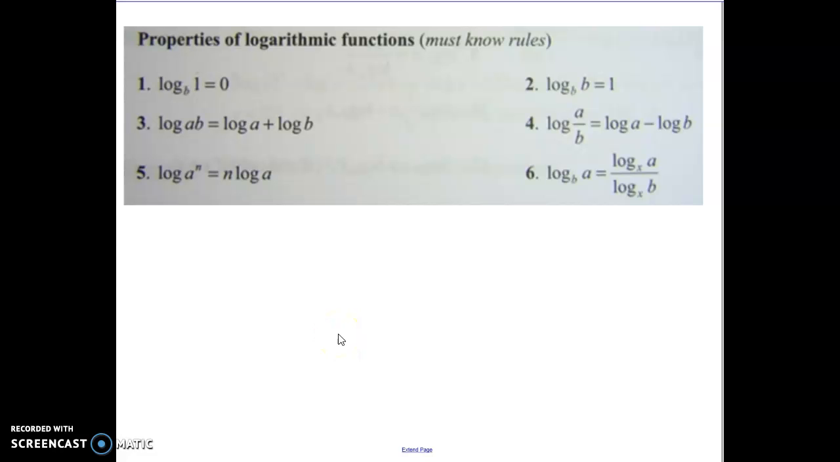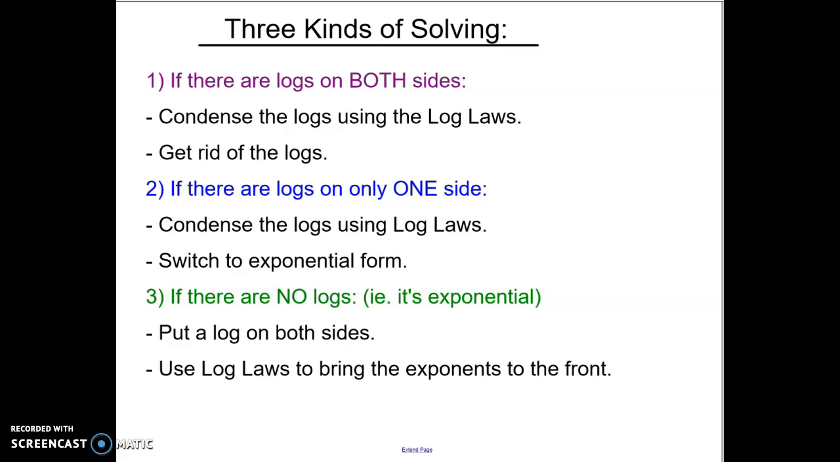Hello grade 12s, here's another quick video on solving log functions. Before you start, just make sure you know the log properties, because the log properties are really important when you're solving the log functions. Also, just another little tip, there's kind of three kinds of solving.